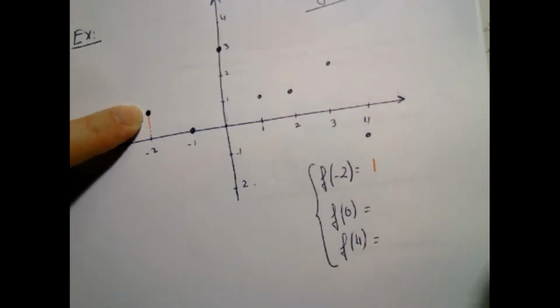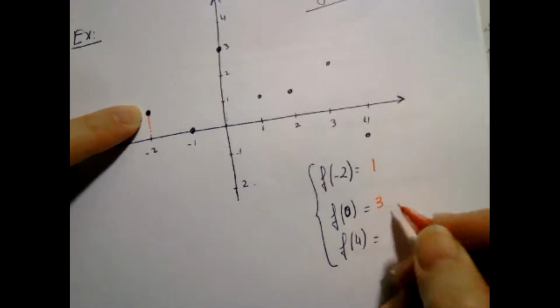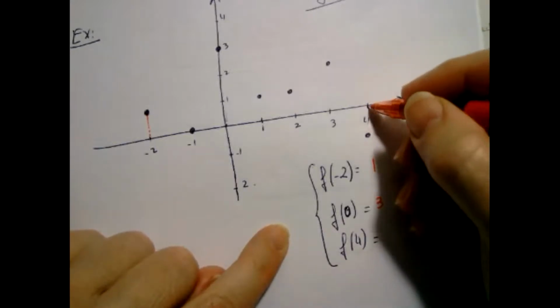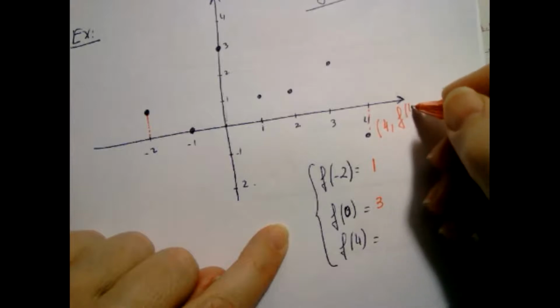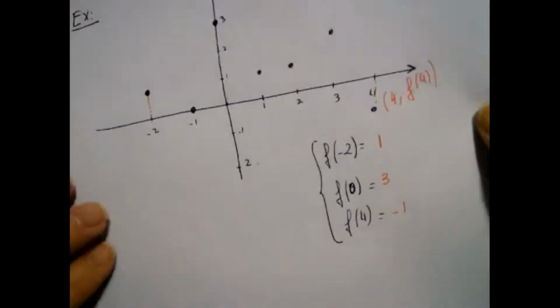What is f of 0? 3. Okay, are you correct? Absolutely. What is f of 4? -1. Right, this is 4. This is the f of 4, the y coordinate, which is minus 1. Very good.